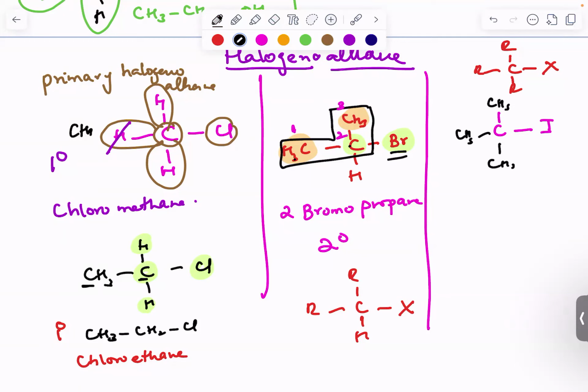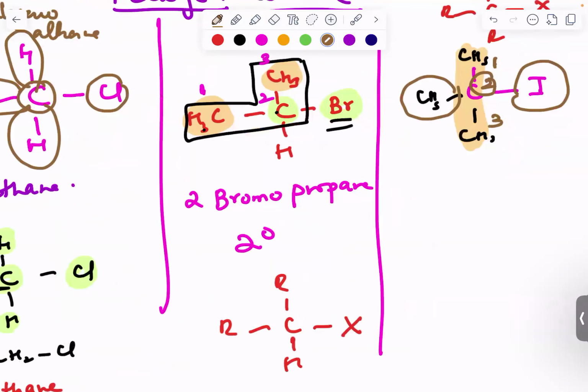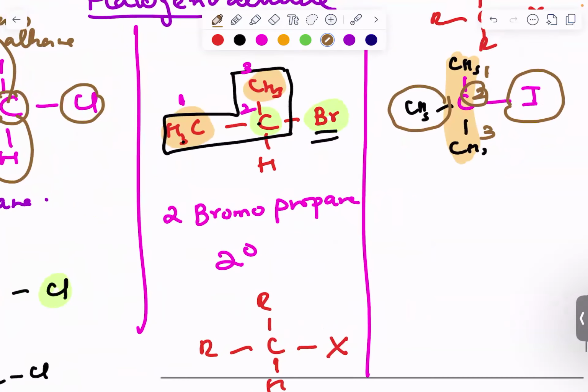Now, again, Betty, you will pick the longest chain. So, whatever the case may be, this would be the longest chain. Again, you will start numbering: 1, 2, and 3. Now, on the second carbon atom, you have a methyl group and you have an iodo group. So, what could be the name of this compound, Zena?